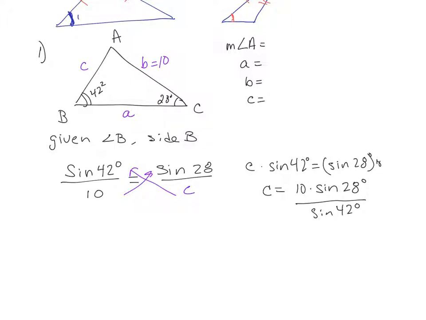Make sure your calculator is in degrees mode when you go ahead and do this. And you're going to find that C is equal to 7.016. We're going to go ahead and round these to the nearest tenths place. So we went around here. So my final answer for C will be 7.02.